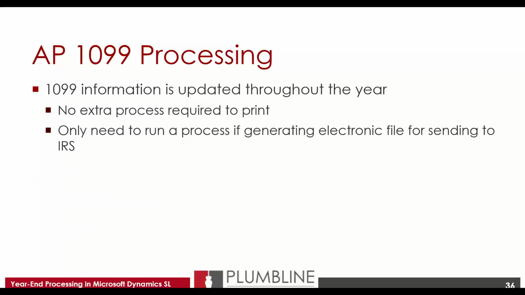Your 1099 amounts are going to be updated throughout the year. So as you have vouchers that are coded with the 1099 box number and those get paid, those are going to update your 1099 amounts. Again, the vendors must be flagged as a 1099 vendor. The voucher must have a 1099 box number on it. The voucher has been paid, and then that check date determines the 1099 year to update.